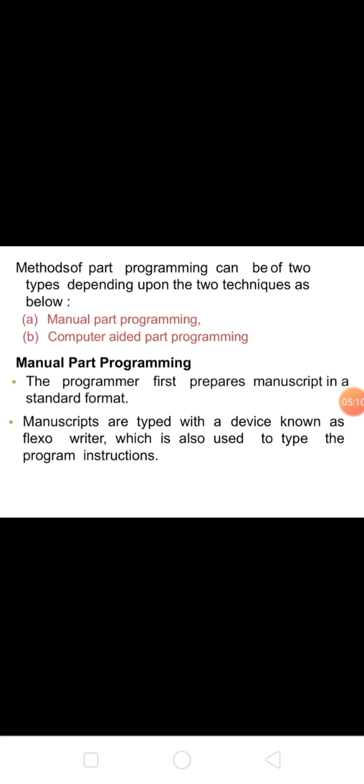The methods of part programming are of two types. It can be made by two techniques: one is manual part programming, another is computer aided part programming. First is manual part programming. The programmer first prepares a manuscript in a standard format. The manuscript is typed with a device known as a flexowriter, which is also used to type the program instructions. So this is the way you can prepare a manual part program.